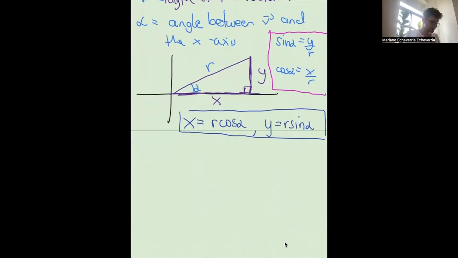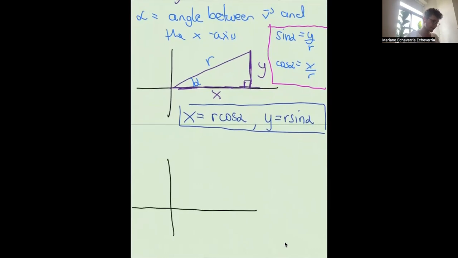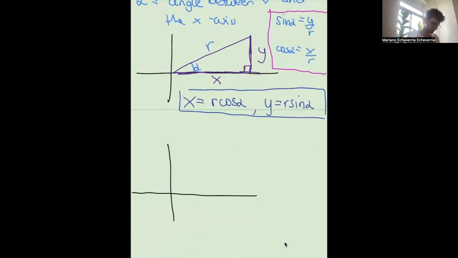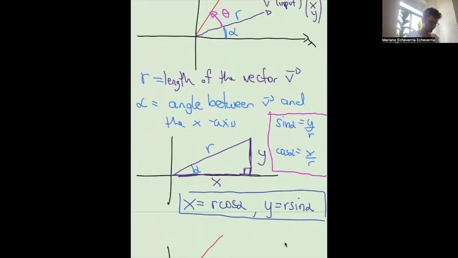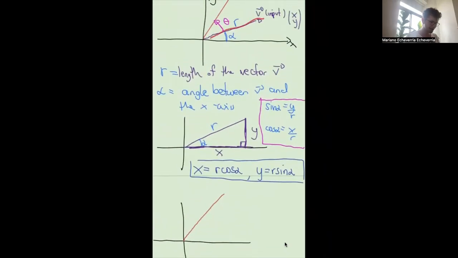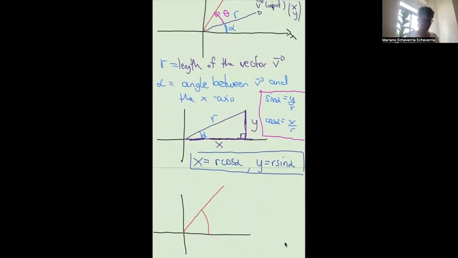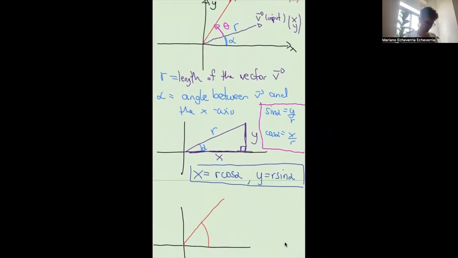Okay, now notice that there's a similar diagram I can draw for the other vector, the red one. So let's do this for the red one. This is where things get a little more interesting. For the purple one, the angle was alpha, right? Now, what should be the angle between the red vector and the x-axis? It's alpha plus theta, yeah, correct.